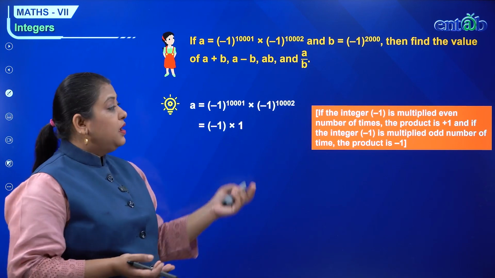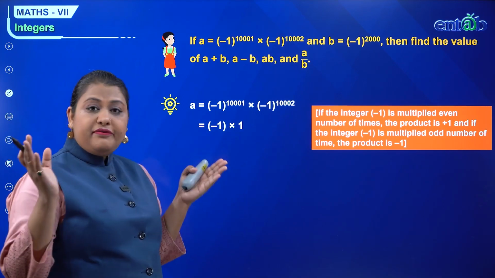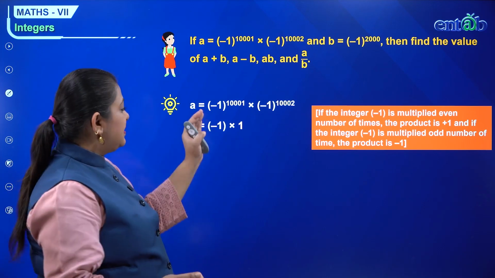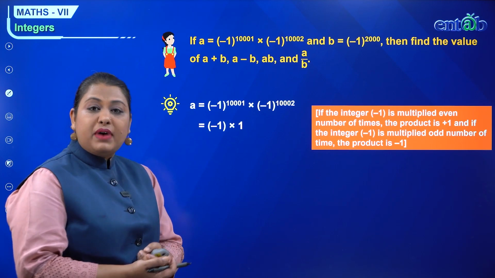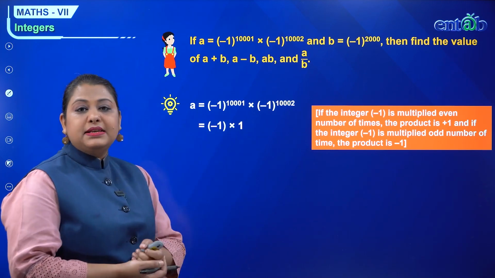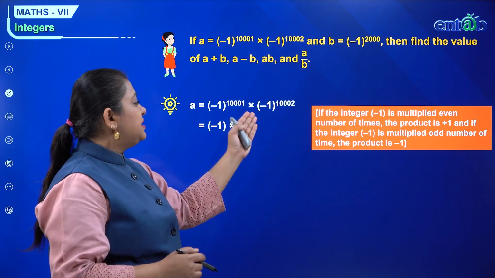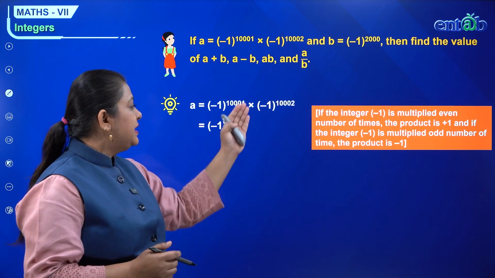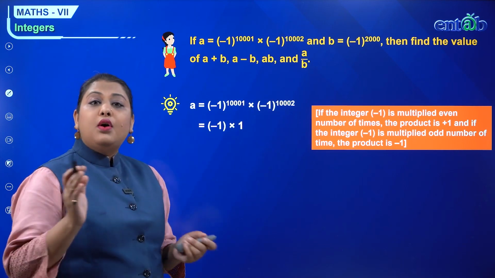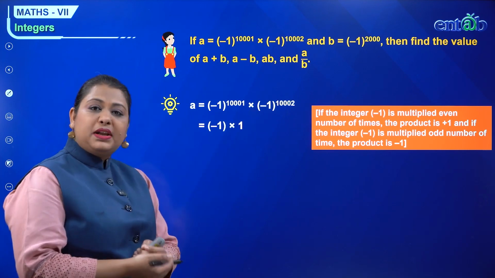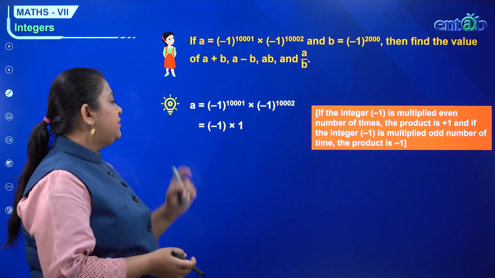Why? Because we know that if we multiply minus 1 an odd number of times, that is, if the power of minus 1 is odd, then we get the answer as minus 1. And if we multiply minus 1 an even number of times, or in other words if the power of minus 1 is even, then we get the answer as plus 1. So that is the rule.